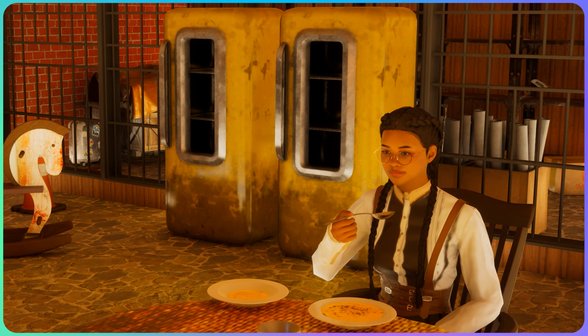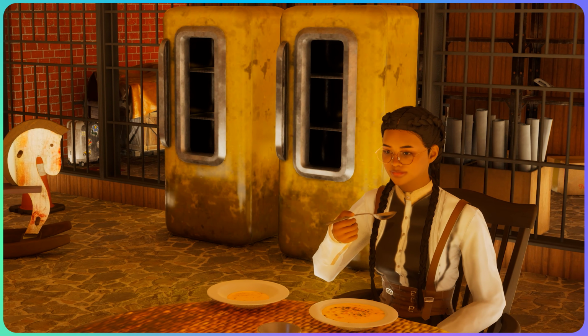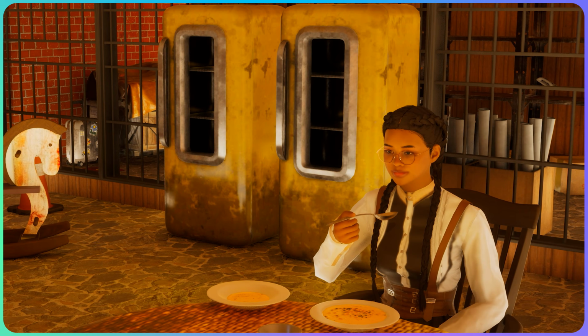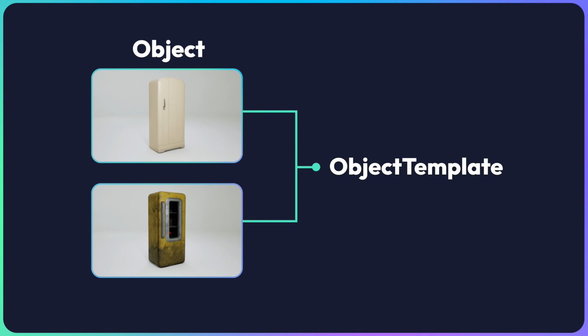In Enjoy, the object's appearance and interactions are managed with different data types. The object data includes the model, materials, thumbnail, and other visual elements. The object template data defines how the object behaves and what it can do in-game. This means different objects can share the same interaction logic.